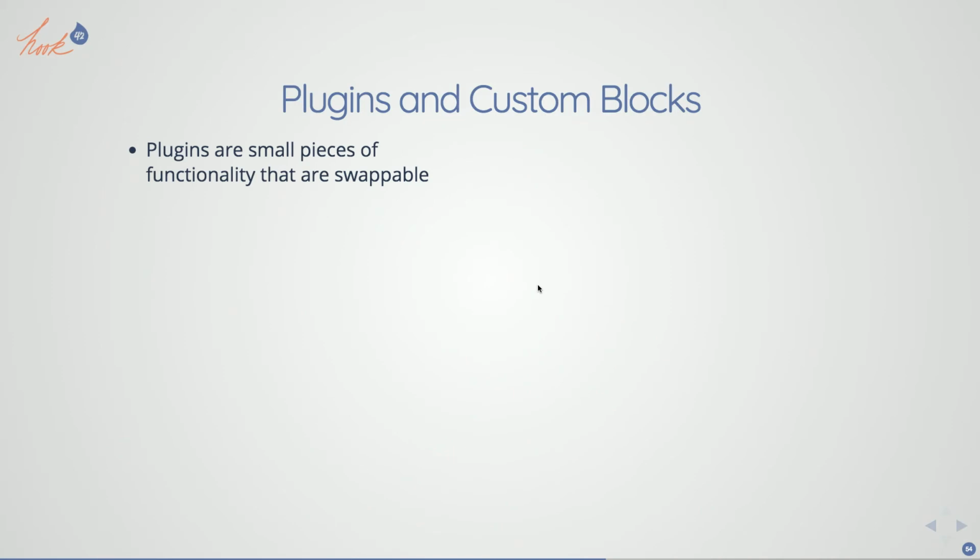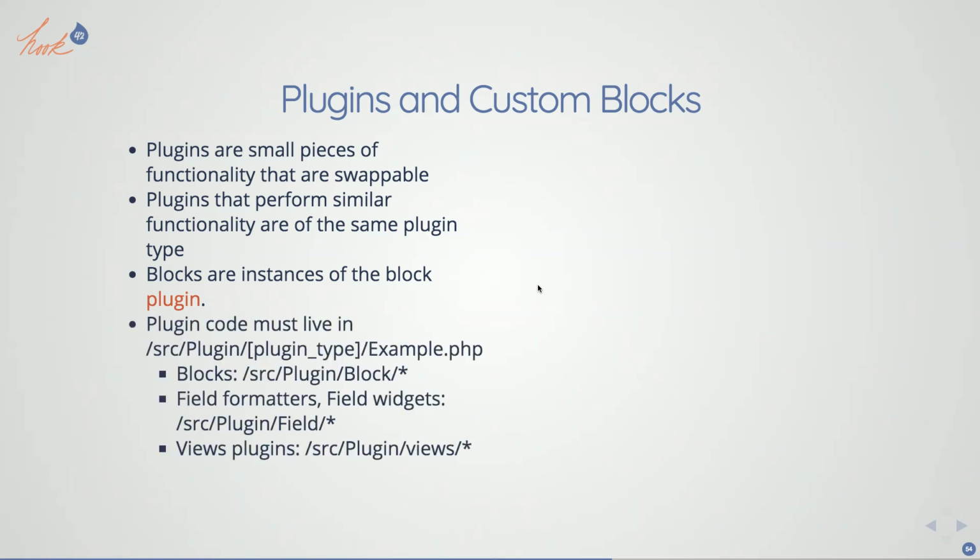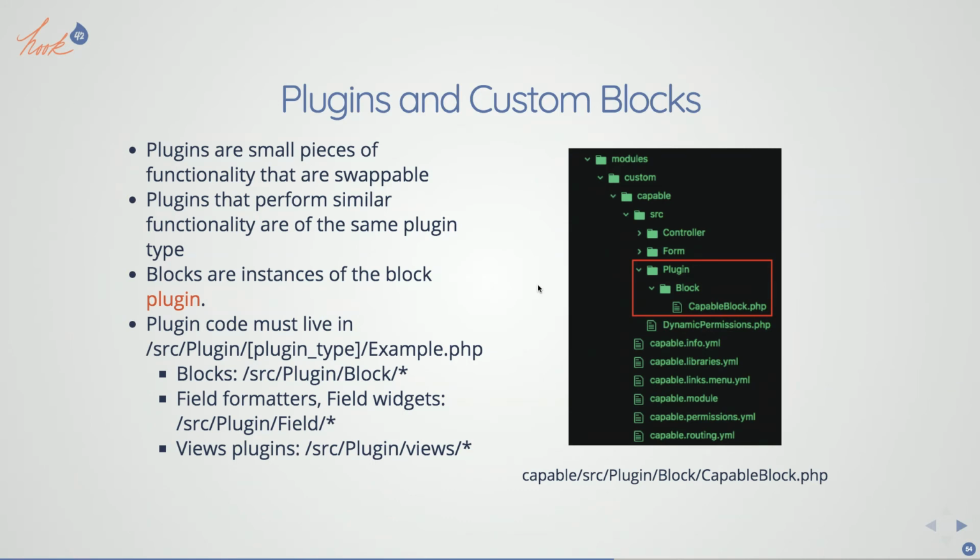Plugins are small pieces of functionality that are swappable, and plugins that perform similar functionality are of the same plugin type. Blocks are instances of the block plugin, and there's 3 types of plugins. There's blocks, field formatters, and field widgets, and views, and they live under those respective directories. So in this case, we're going to leverage block.